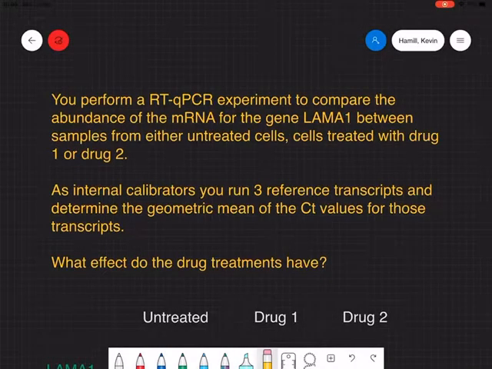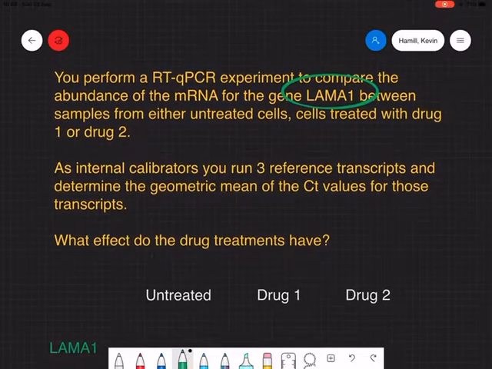Okay, in this example, I want to show how you would go about doing a delta-delta CT type calculation. So this is an experiment where you performed reverse transcriptase quantitative polymerase chain reaction, RT-qPCR, to determine whether or not your new drug treatment has changed the expression of your target gene. In this case, we're calling the target gene LAMA1, and so we're saying, does drug number 1 or drug number 2 cause an increase or decrease in the transcript abundance, the mRNA abundance, of this gene in these cells?